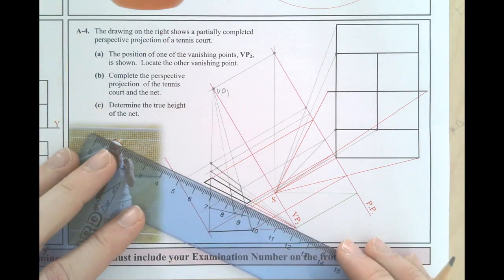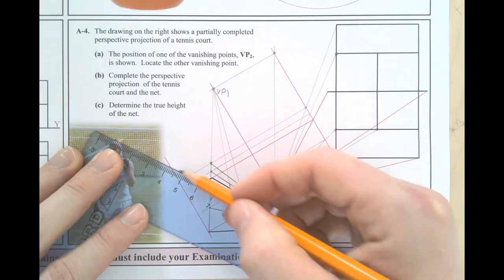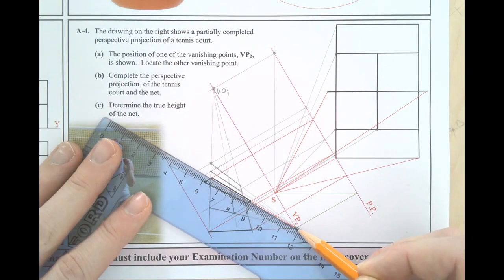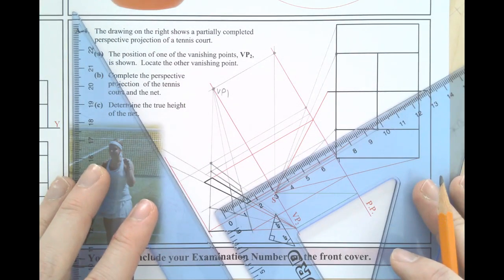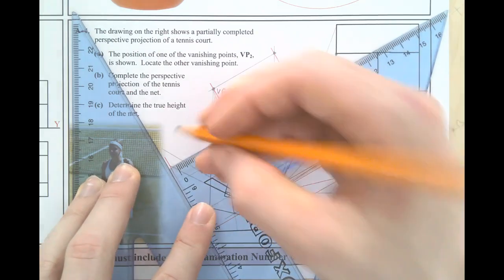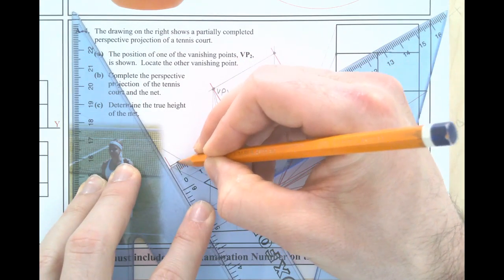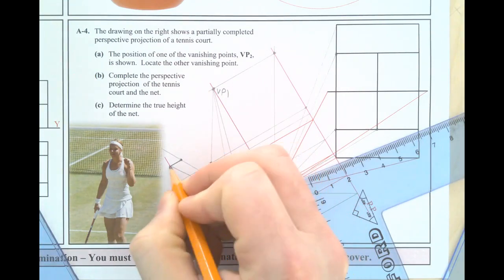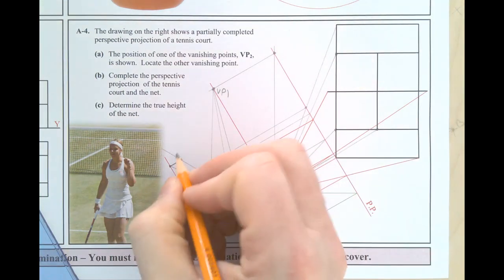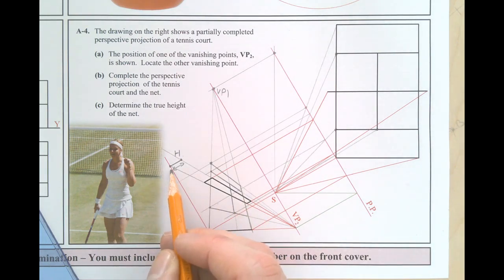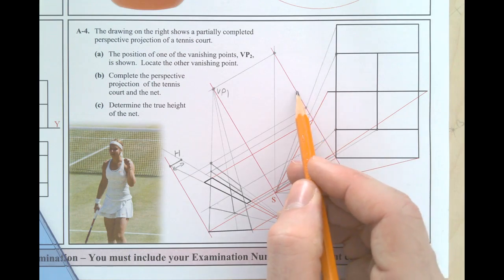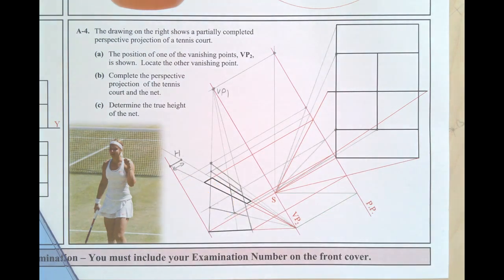So if you extend the bottom of the net to the picture plane and extend the top of the net, if I were to draw a straight line now going up at that point, that there would be the true height of the net when measured. So I'm just going to call that H there for height. So that distance there is the height that they're looking for. Because we extended it to the picture plane, which is like extending the line here to the picture plane, I can measure true heights then. Okay, and that's your question finished.